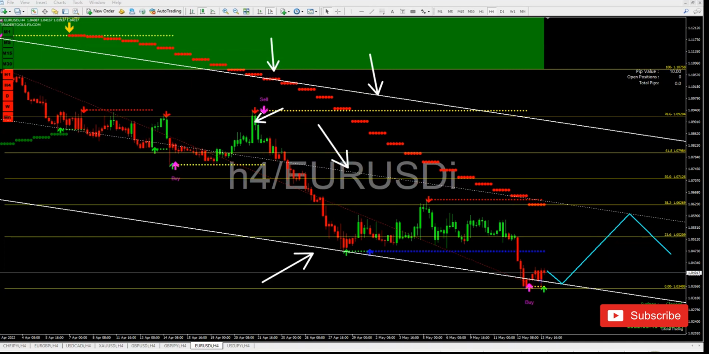So look at where the market is sitting right now. The market is sitting here on our buy zone. It's telling you, look at the Fibonacci level. Fibonacci is also confirming that we are on that buy zone. So this is the EURUSD, guys.